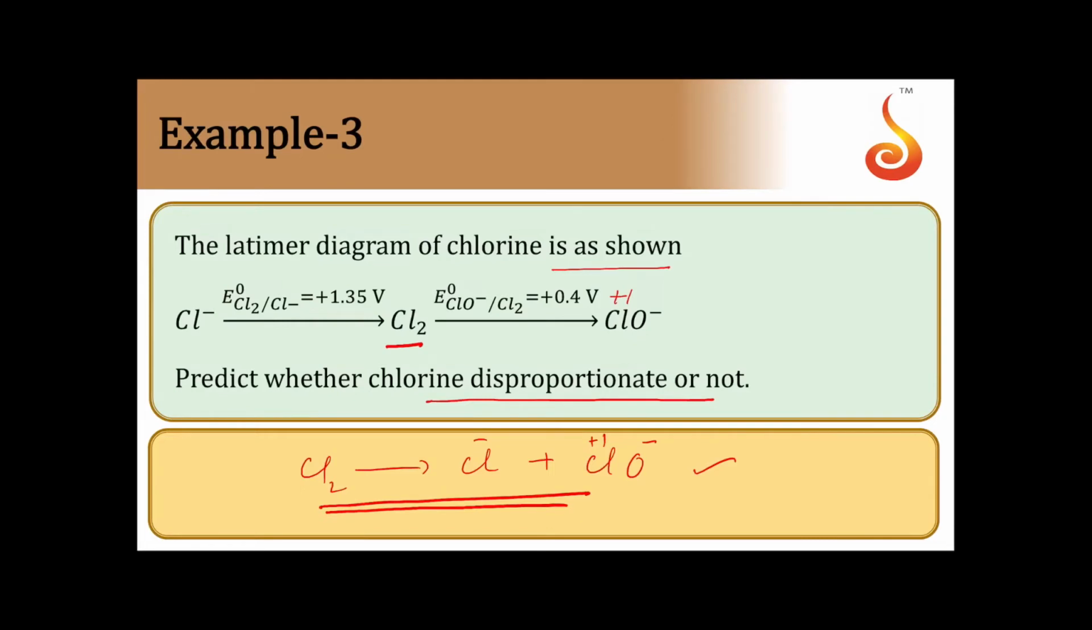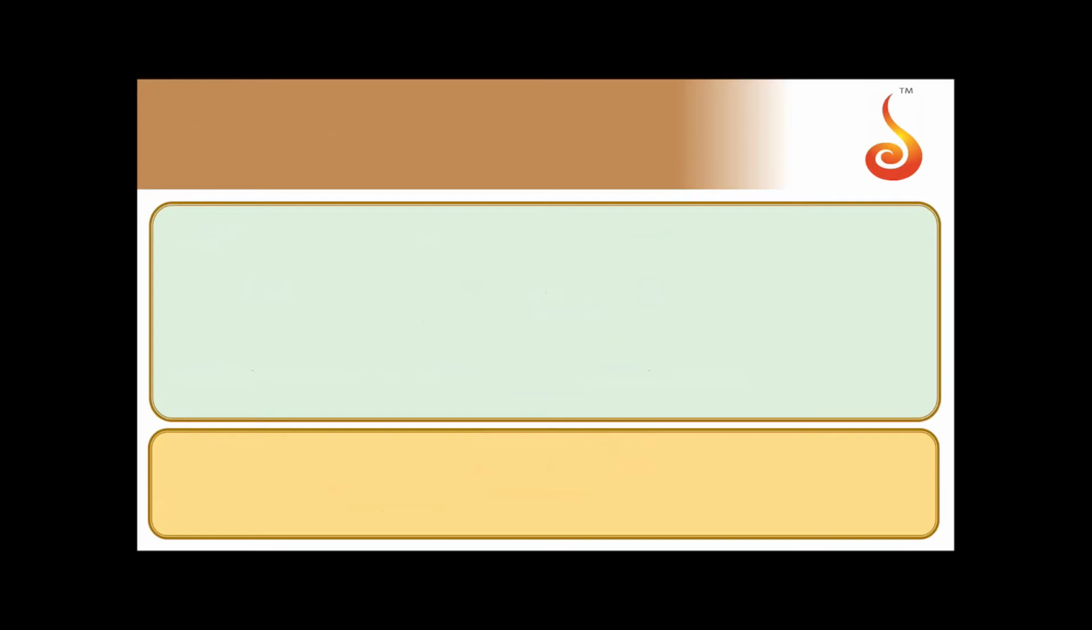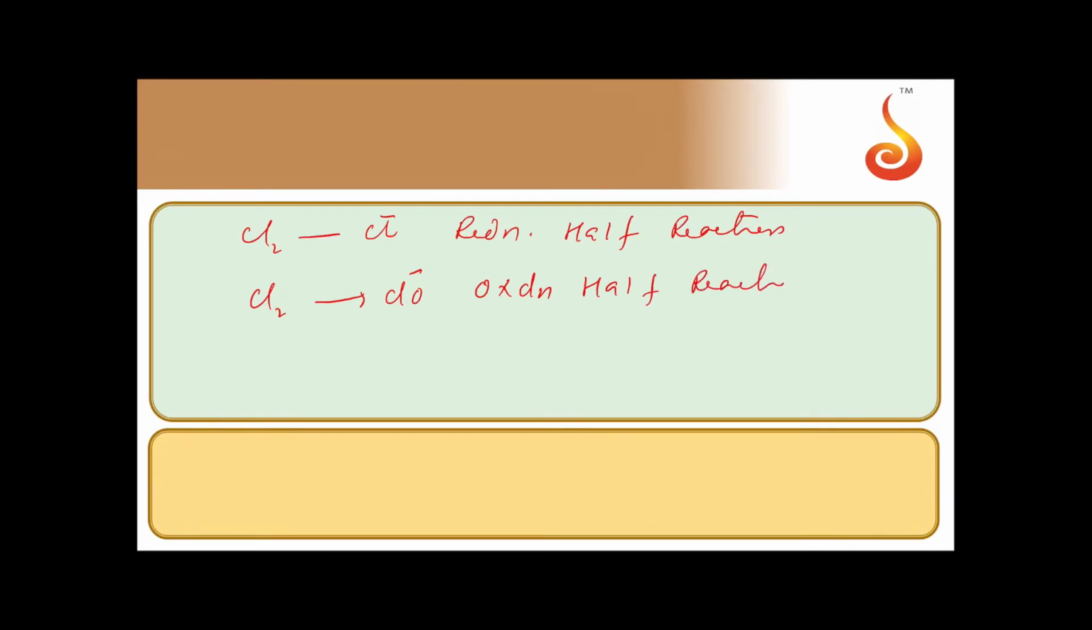Now, when you observe this reaction, there are two half reactions. One half reaction is Cl2 giving rise to Cl minus, which can be called the reduction half reaction. There is one more reaction, which is Cl2 giving rise to ClO minus. This can be called the oxidation half reaction. So there are two half reactions in this complete reaction.